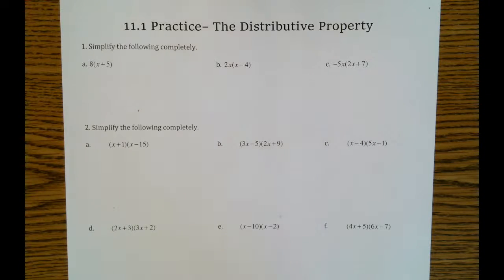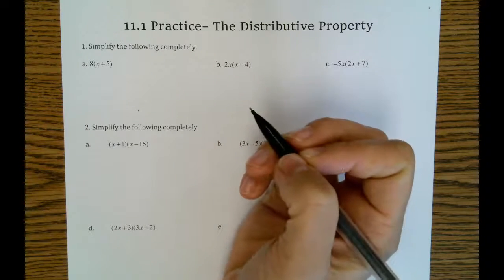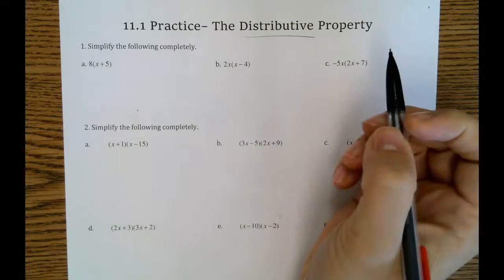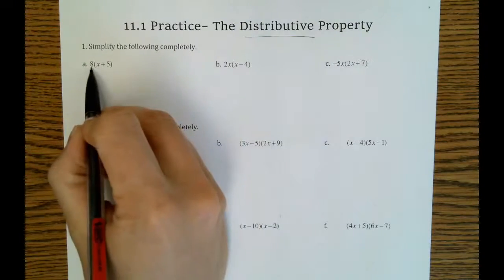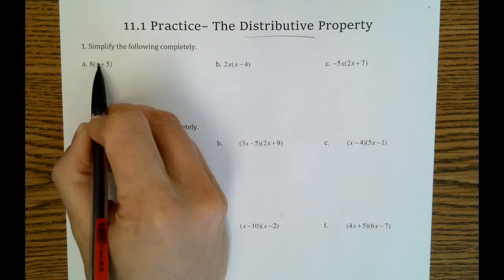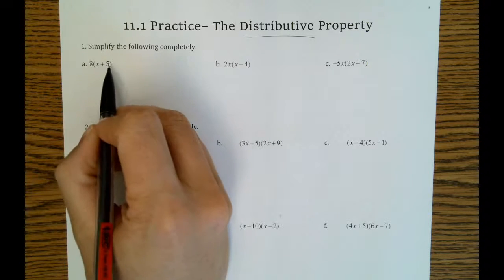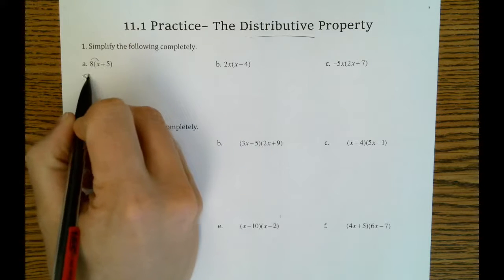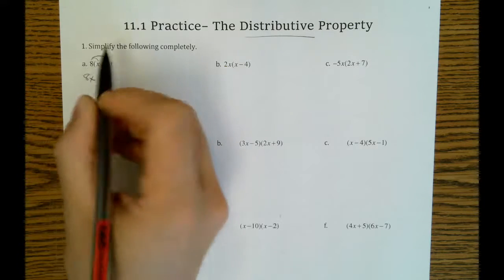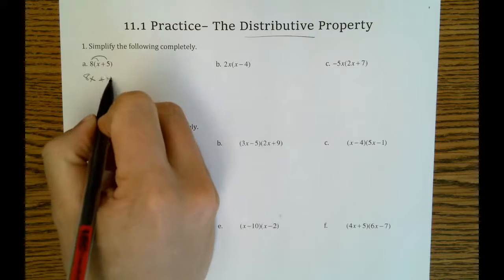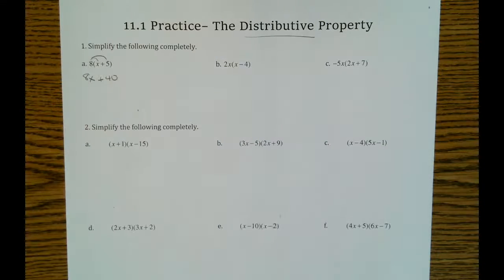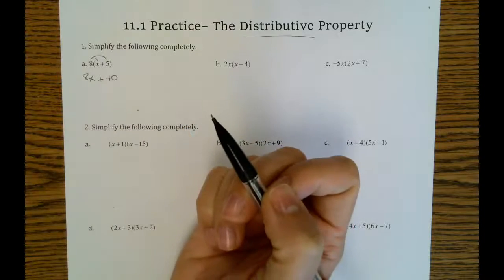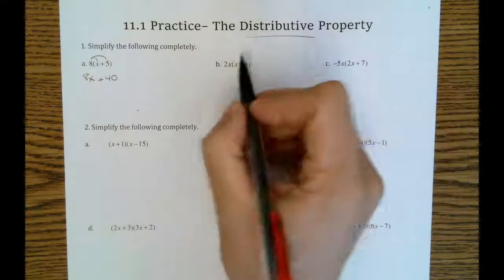All right, group, this is our 11.1 practice. We're using the distributive property here. The distributive property involves multiplication, so you take everything that's on the outside of the parentheses and distribute it to the inside of the parentheses by multiplication. So we'll do 8 times x, which is 8x, 8 times 5, which is 40. So that's how we simplify. There's nothing here that we can combine, so we leave it as 8x plus 40.